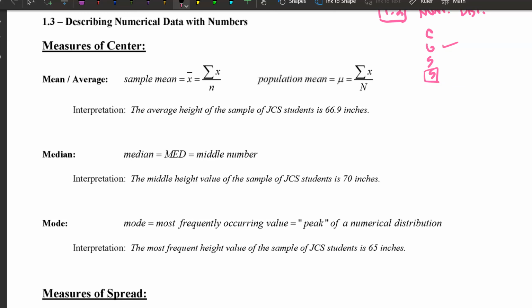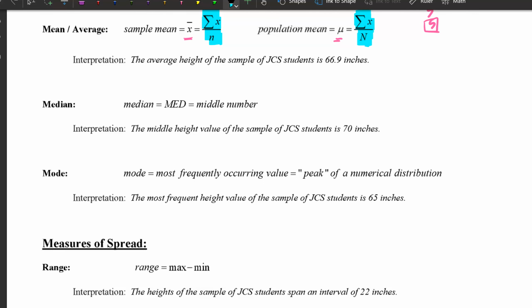Sample mean is x bar, that's the symbol, and it's calculated by taking the sum of the data points divided by how many data points you have. And the population mean is called mu, and it is calculated in the same way. You sum up the values and you divide by the big N, which is the population size. So, you might say, well, of course, these are the same formulas. But you're going to see with a couple things down the road here that our sample formula is not always the same as our population formula, okay? Interpretation: the average height of a sample of JCS students is 66.9 inches. So if you wanted to interpret the average, you just say it's the average.